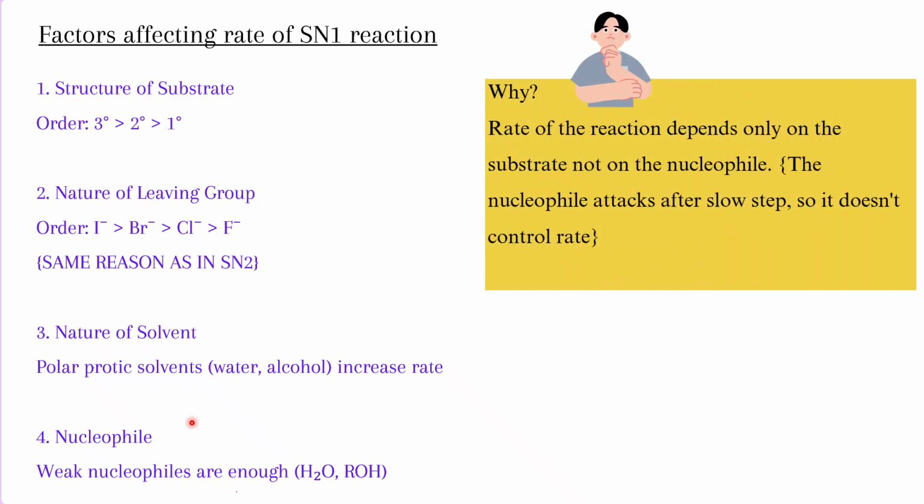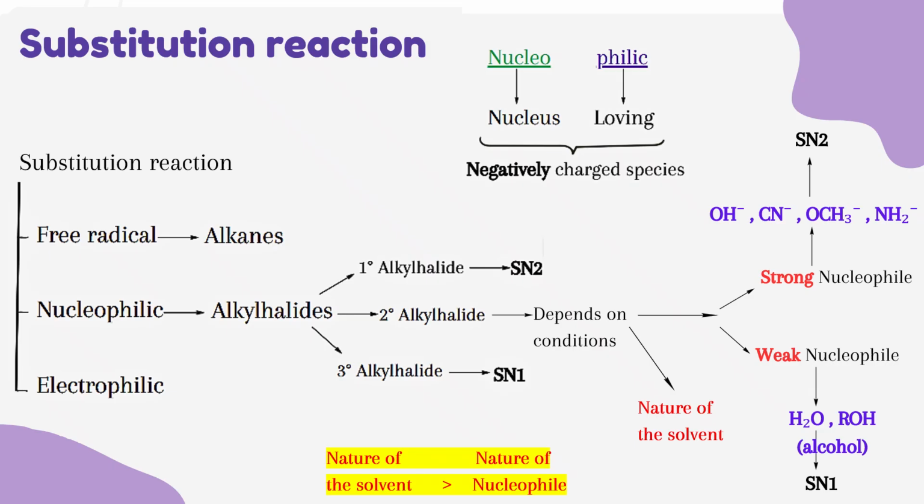Then the last factor is the nucleophile. As I told you, here the rate of reaction is not at all dependent on the nature of the nucleophile. Hence, even weak nucleophiles are enough in order to carry out this particular reaction.